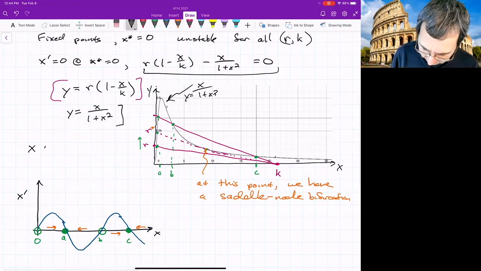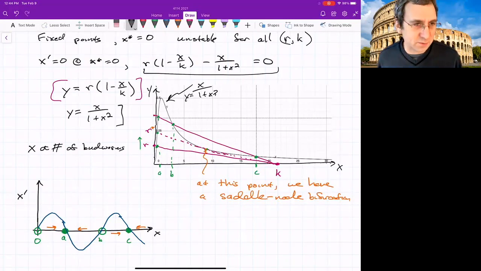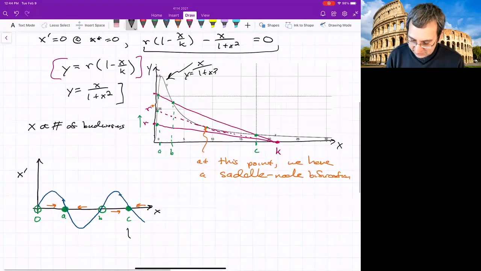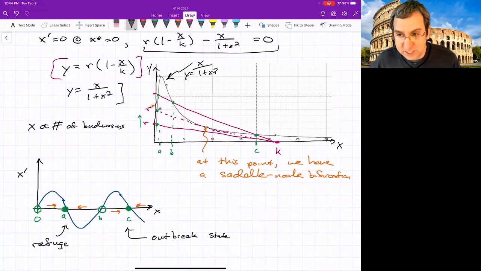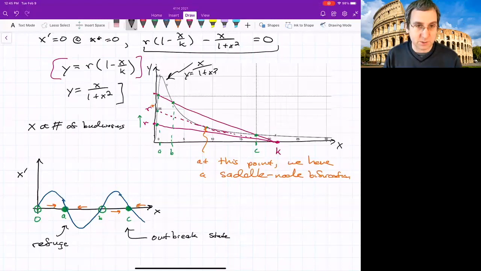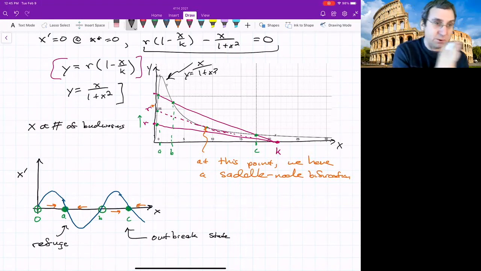X is proportional to the number of budworms, these pests that eat fir trees in the forest. So there's a stable point that has a large number, and that's why this point C has been called the outbreak state. And this other point, probably for ecological reasons that I do not know, is called the refuge stable point. And then this point B in the middle kind of separates those two. So if you have a population that is to the right of B, it's going to go towards the outbreak. If it's to the left of B, it's going to go towards refuge.